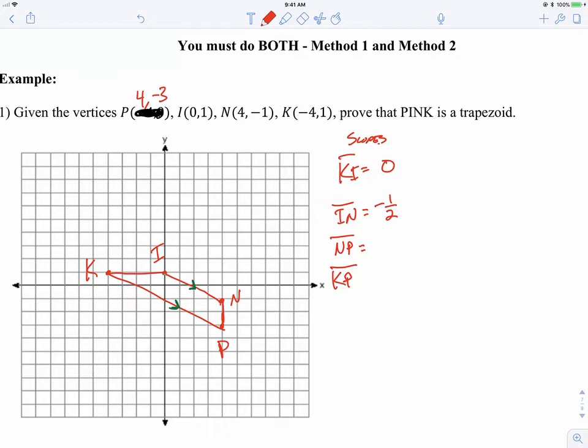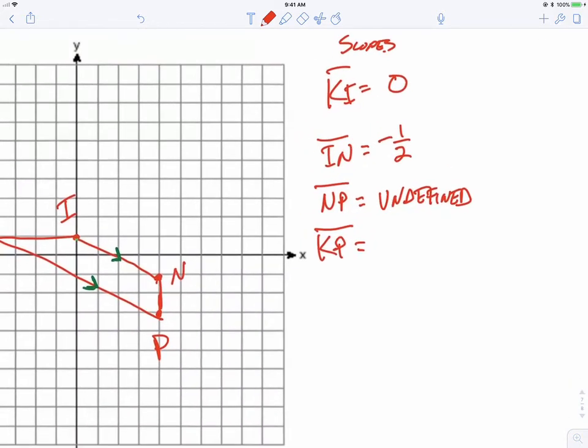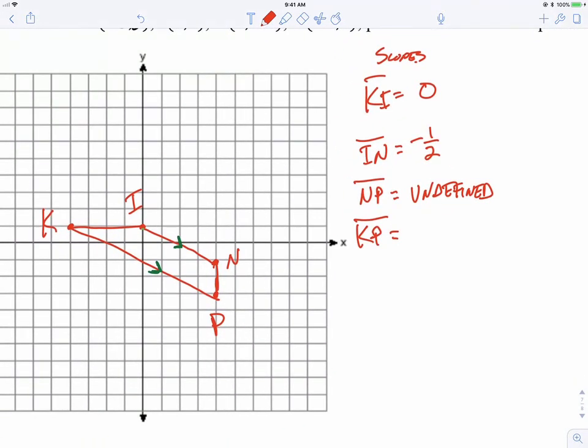All right, welcome back. When you do the slope of NP, you should get undefined. See if you can get that when you do the slope of NP. And then when you do the slope of KP, I'll give you a chance to pause it and do that. After you pause it and do it, for KP, you should also get -1/2 again.